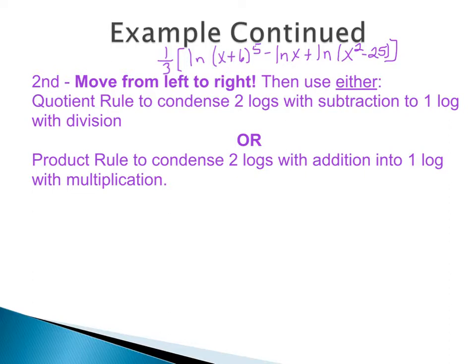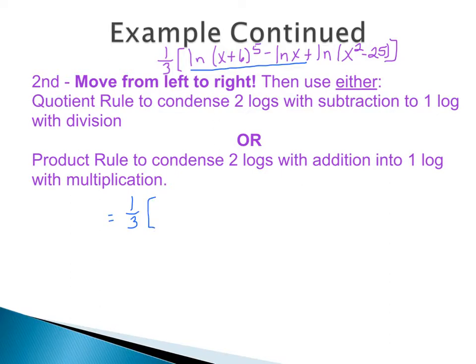So looking inside of our brackets, moving left to right, I have 2 logs. The first 2 logs that I see are separated by subtraction. Since those 2 logs are separated by subtraction, we're going to condense just those 2 logs into 1 log with division. So that means we're going to have this 1/3 still on the outside.